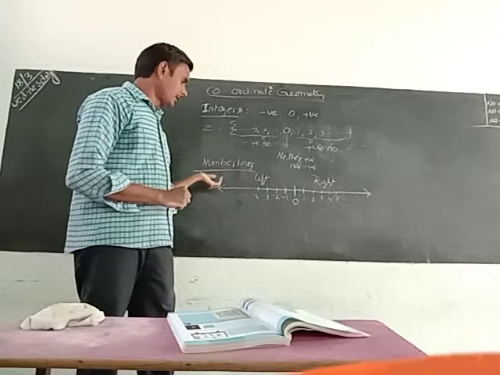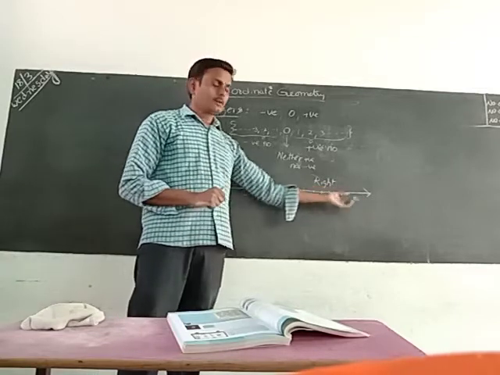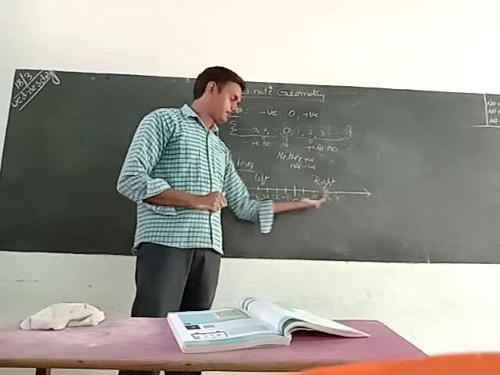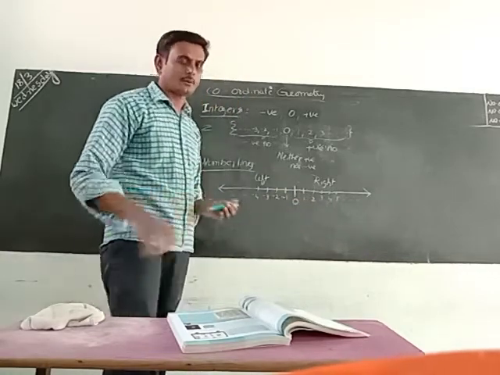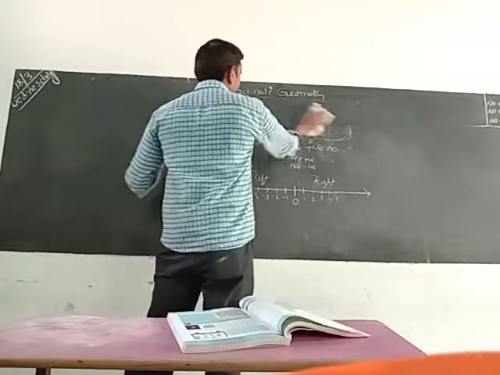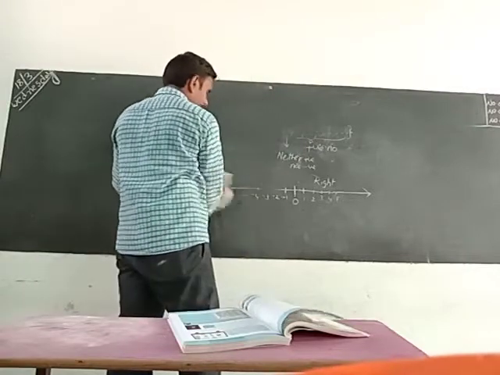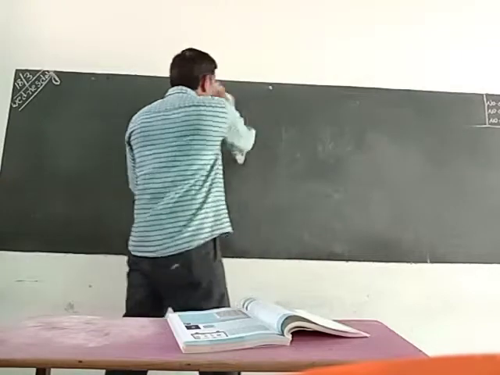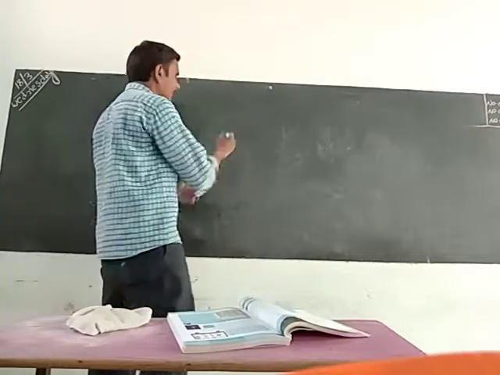While drawing a number line, we will draw a line. On one side we will write 0, on the right side 1, 2, 3, 4, 5, and on the left side -1, -2, -3, -4, -5. Okay, now we will discuss the concept of coordinate geometry. Why are we using coordinate geometry? Let me take some figures here.